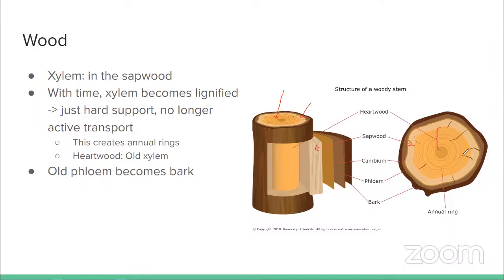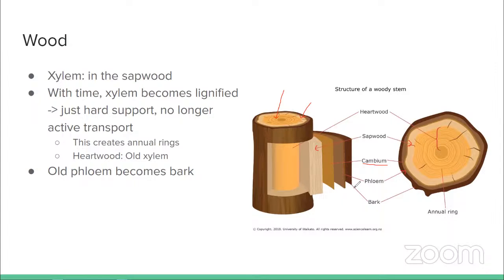Right. So this is where our active transport is going on. Okay. And then we'll have further layers kind of protecting. So we have a soft layer called the cambium here. We have a layer of phloem right there. And then we have the bark, which is actually old phloem that's kind of getting pushed out to the edges.